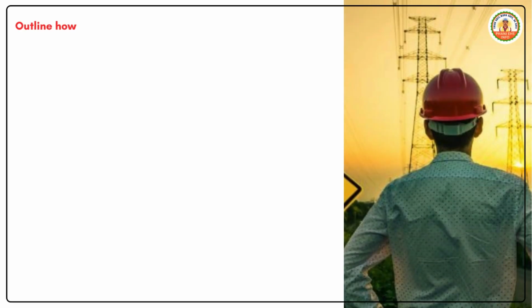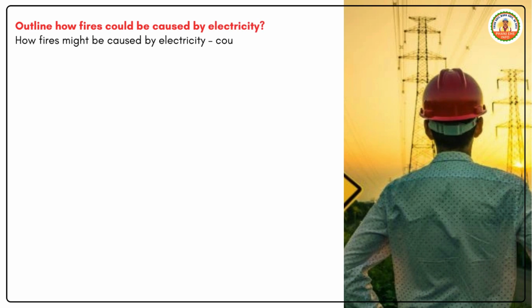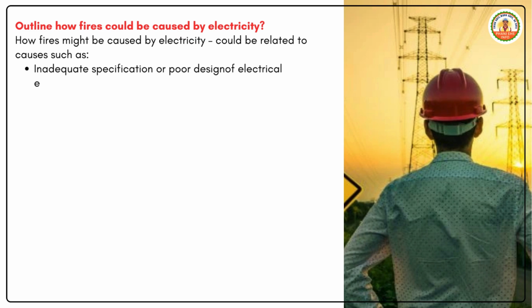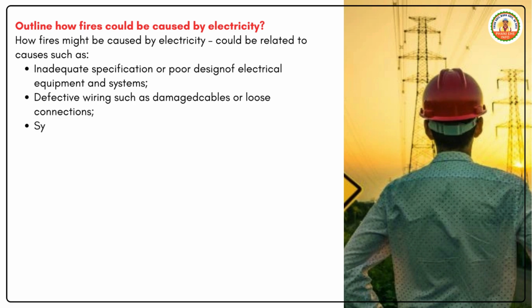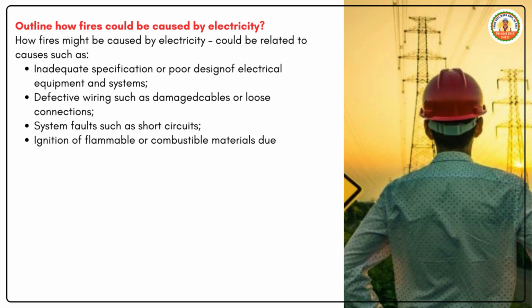Outline how fires could be caused by electricity. How fires might be caused by electricity could be related to causes such as inadequate specification or poor design of electrical equipment and systems. Defective wiring such as damaged cables or loose connections. System faults such as short circuits. Ignition of flammable or combustible materials due to arcing, sparking from switches or motors and static electricity.